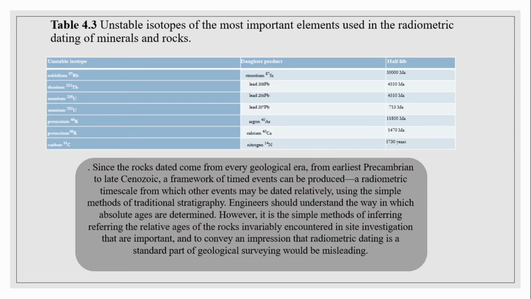So Table 4.3 shows unstable isotopes of the most important elements used in the radiometric dating of minerals. Can you read the picture and I'm going to explain that.